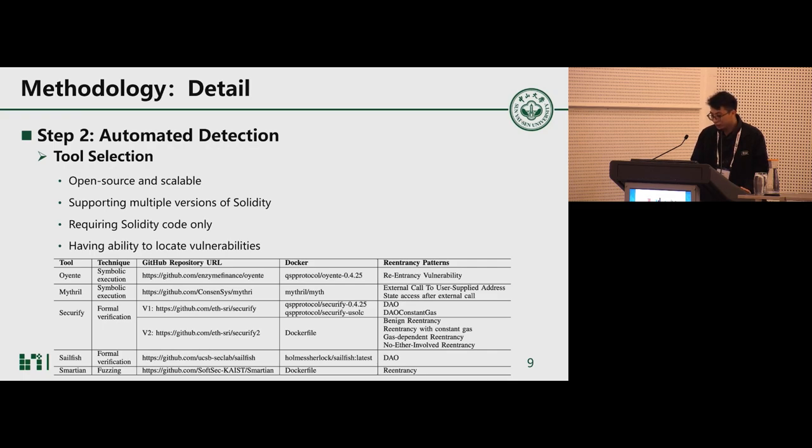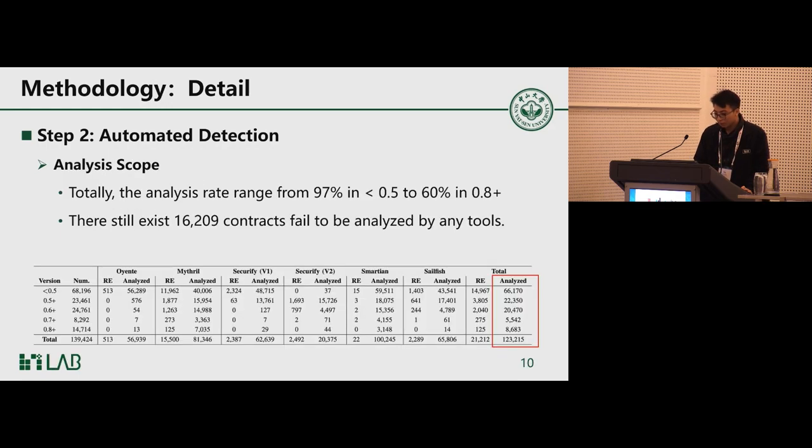To select suitable tools, we propose some conditions for the tools. They are open source and scalable, supporting multiple versions of Solidity, requiring Solidity code only, and having the ability to locate vulnerabilities. The figure in the slides shows the tools we selected. And next, I will introduce the results of automated detection. The results are presented in this figure.